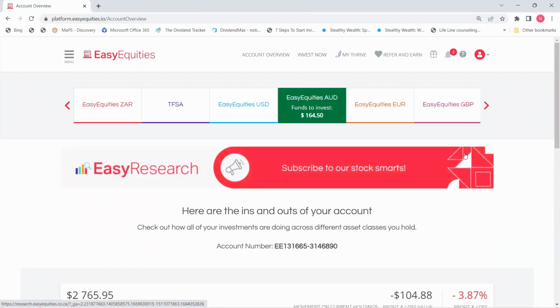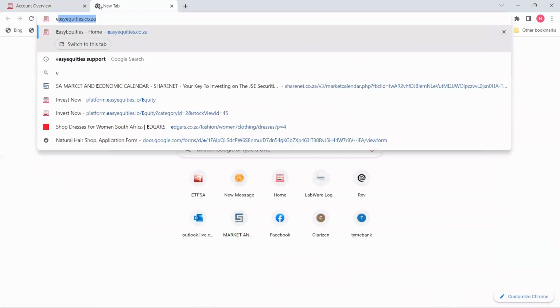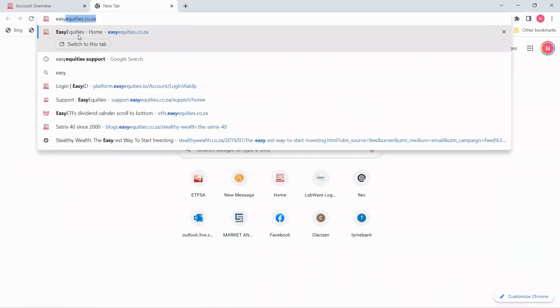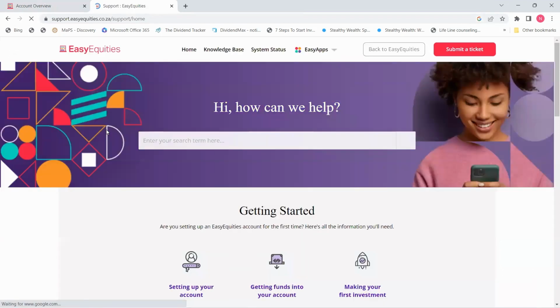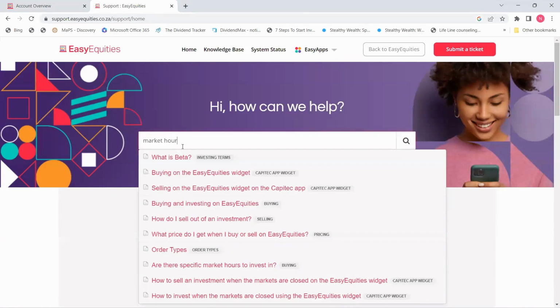Okay, so now what I'm going to show you next is the times at which the Australian market is open. So what I do is I go to the EASYEQUITIES support website, and I really encourage you guys to use the support website. I think it's really underused by many people. So just go to Google, type EASYEQUITIES support, and click on that link that comes up. And let's just look for market hours, which is when the market operates.